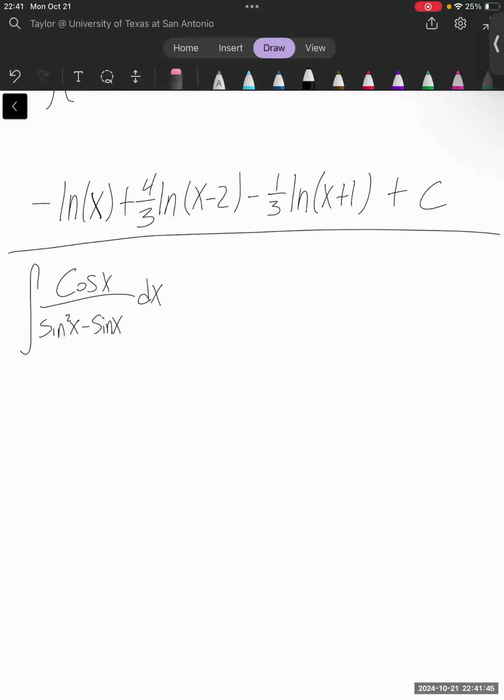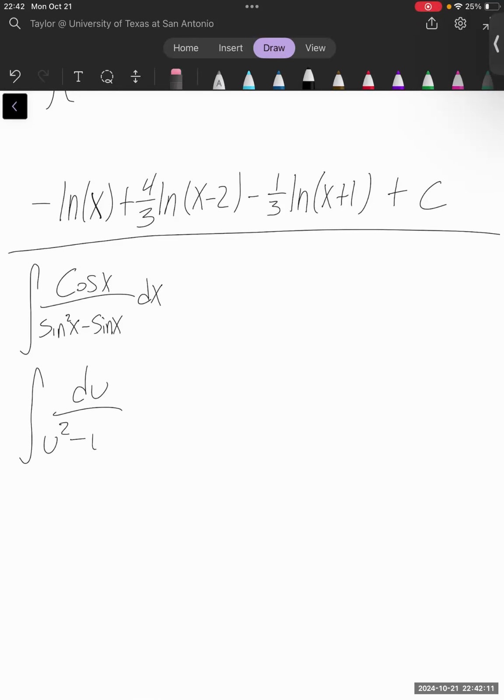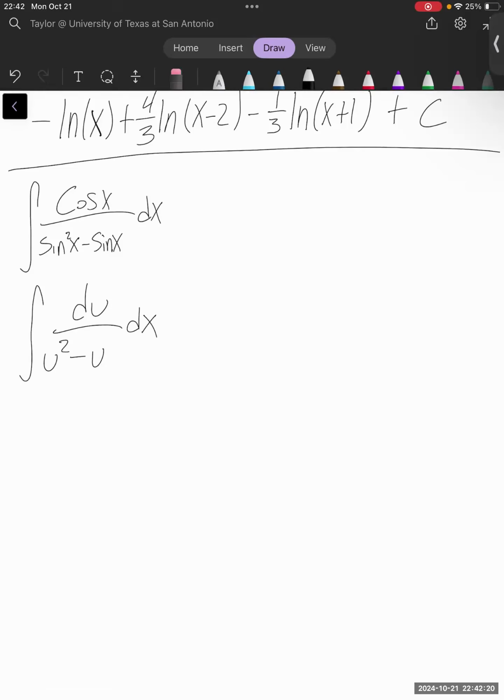Alrighty. So the next one we've got is the integral of cosine over sine squared x minus sine x. And the first thing I'm going to do is a little bit of u-substitution so that we can set up this integral in an alternative form. By doing so, I'm going to let u be sine. And so this substitution gives me du over u squared minus u dx. And then I can pull out a u, giving me du over u times u minus 1.